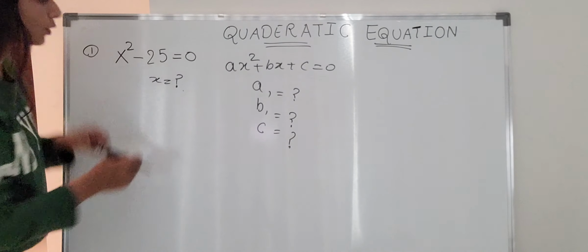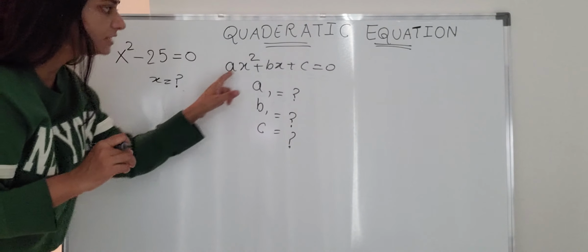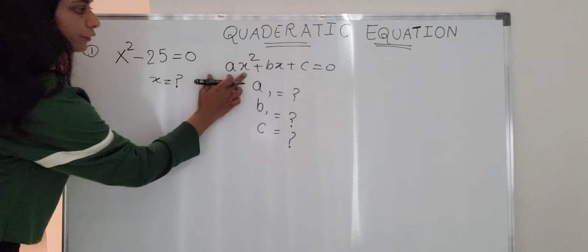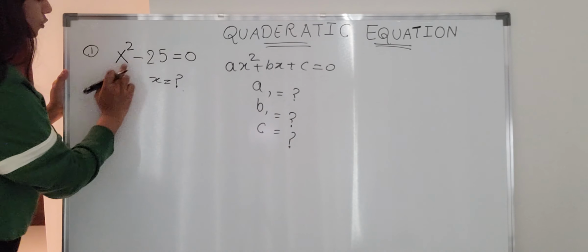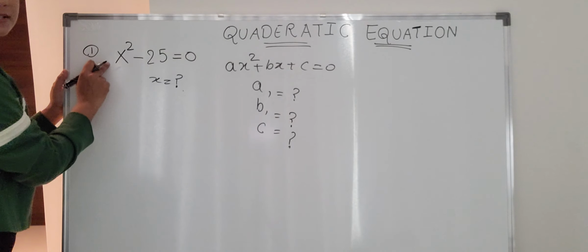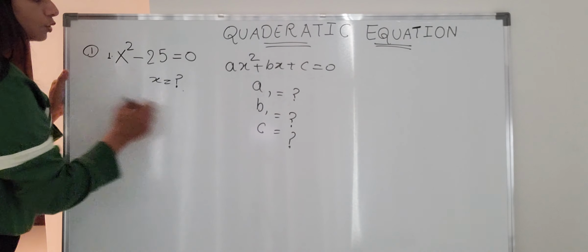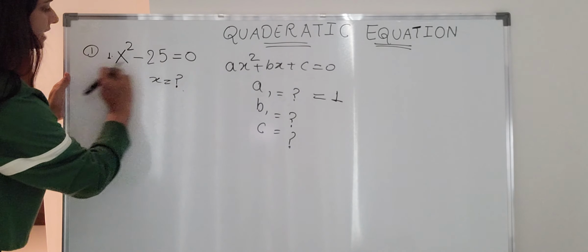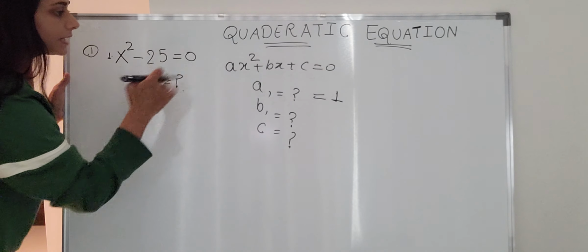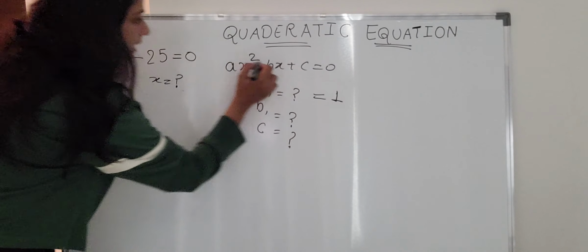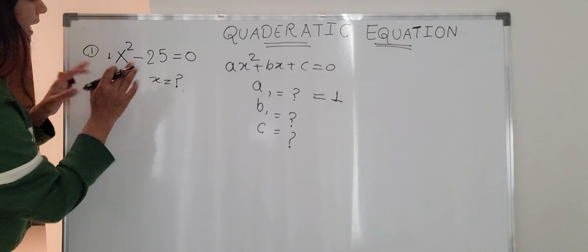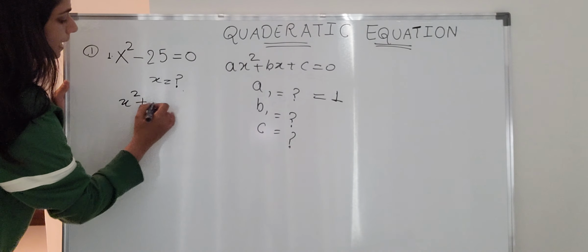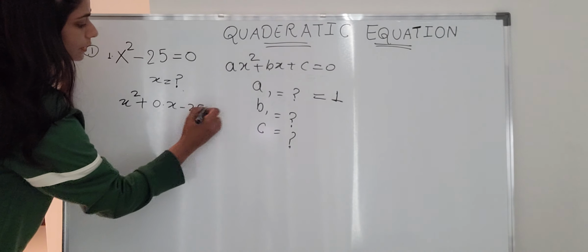So how will we do it? Suppose this is the equation and we need to find out the coefficients of x square, x and the constant c value. Coefficient of x square is a, right? And for the coefficient of x square, we can see here no number is there, so we will consider 1. So a value will be 1. Now x, we can see here x is not there in this equation, so we will consider the coefficient of x as 0. So b is the coefficient of x, and if we write this equation in this form, we can write it like this: x square plus 0 into x minus 25 equals 0.